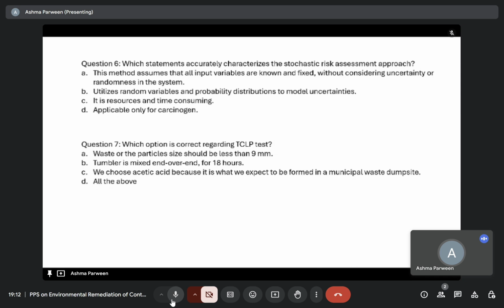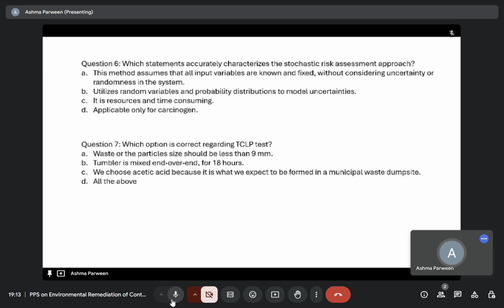This is not correct, because in this approach we take the mean and standard deviation of the variables. So these are not fixed. And we consider the uncertainty or randomness in the system, because we find out the probability distribution function, and then we find out the risk. So A is not correct.